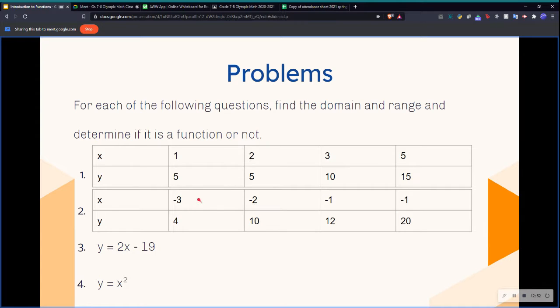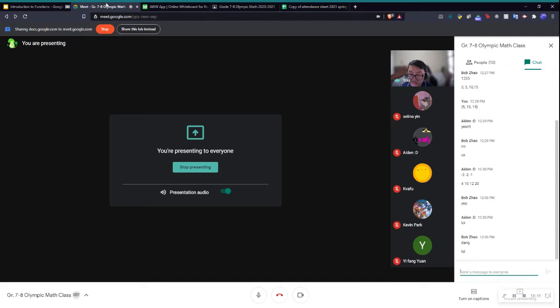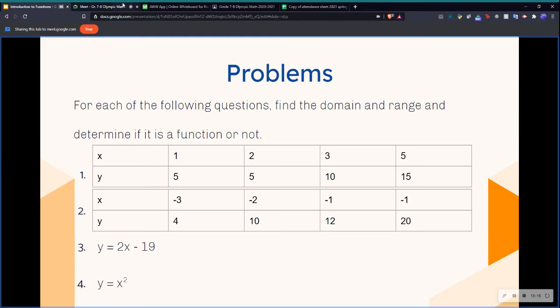We'll see why. So you see -3 goes to 4. That's fine. -3 doesn't go to anything else. -2 goes to 10. It doesn't go to anything else, right? Now let's look at -1. You have two -1s. This -1 goes to 12, but -1 can also go to 20. So you see, a -1 goes to 2 values. So that means it is not a function. Sorry, Bob. It's not a function. Yeah, that's okay. It's part of the learning process.